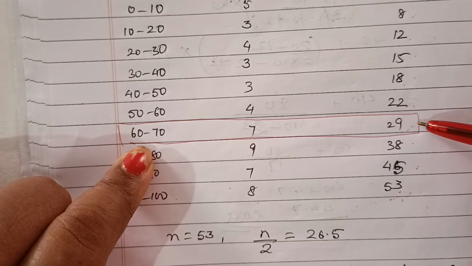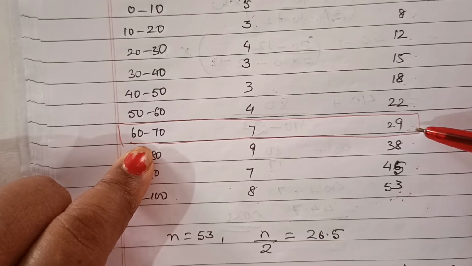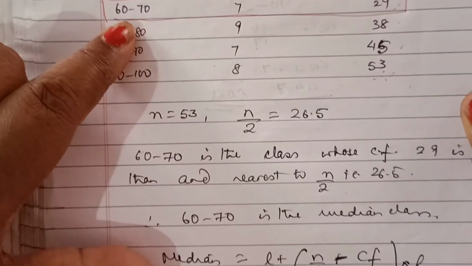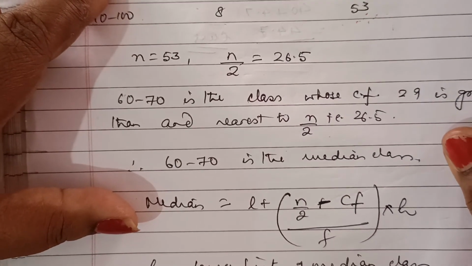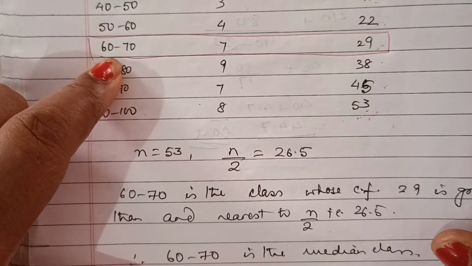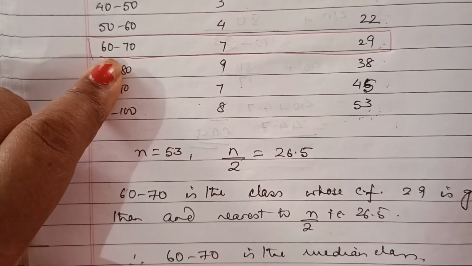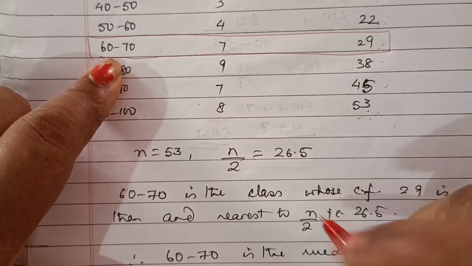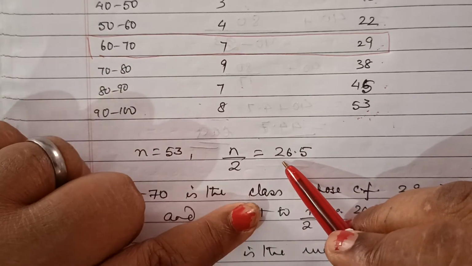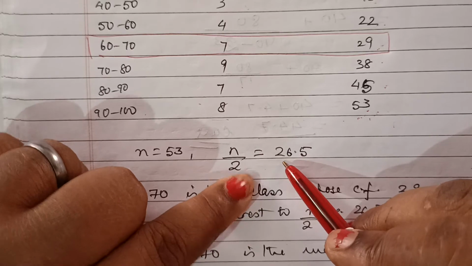Now we will use the formula. Median is equal to L plus n by 2 minus CF by F into H. Now what is the lower limit here? Here lower limit L is 60. So we will write down L equal to 60. Now what is n by 2? We have already calculated 26.5.